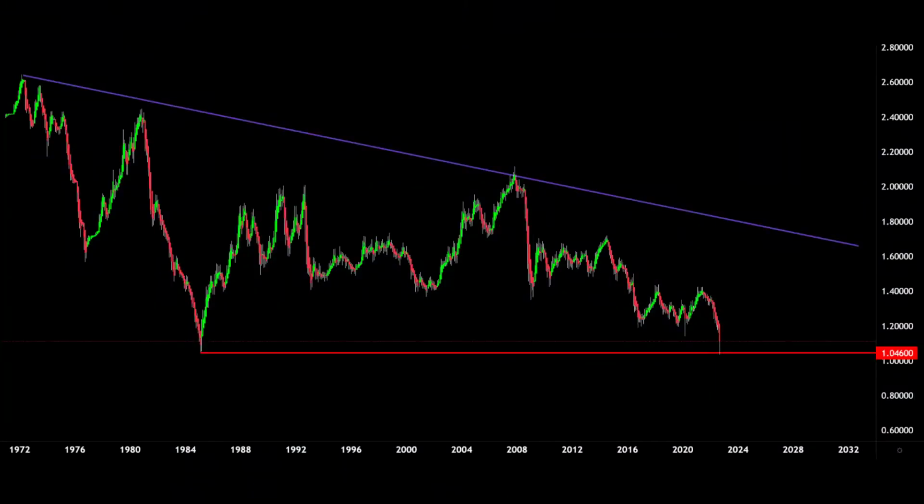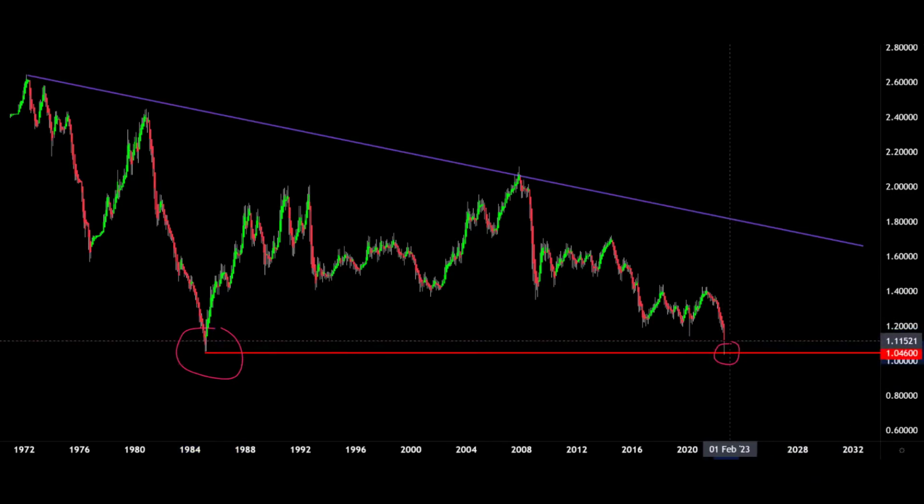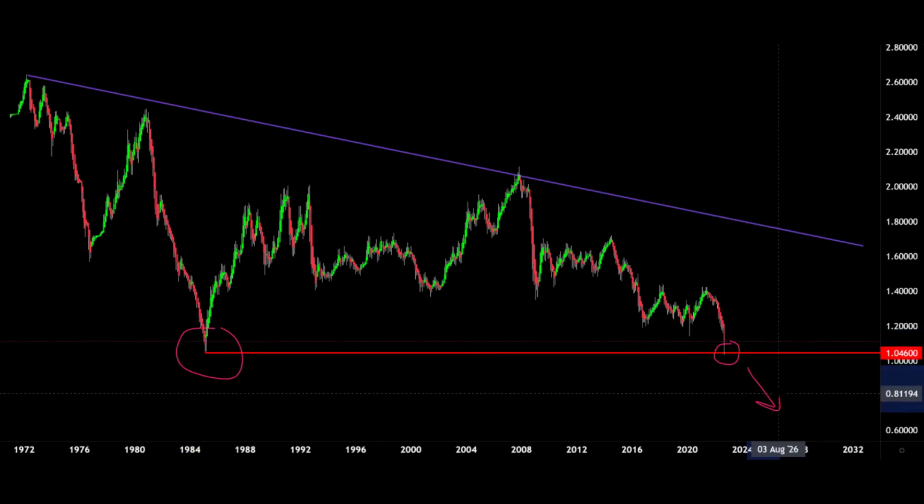So I'm going to start us off with a real long-term look at things here. This is a monthly chart of the GBPUSD going back to 1972. You can see that it hasn't been this low since February 85, and we're just pushing those new lows into that zone there.